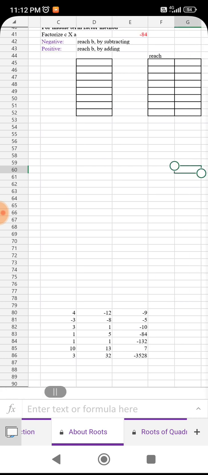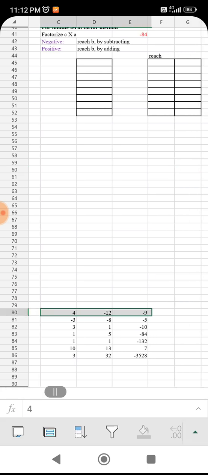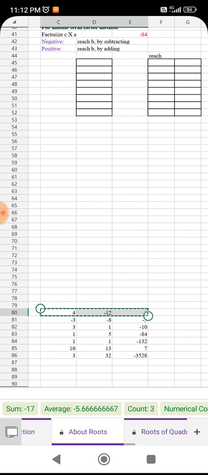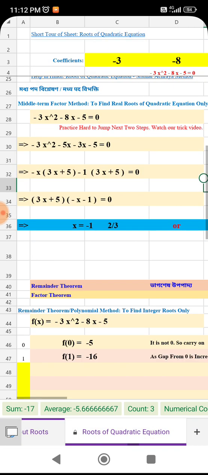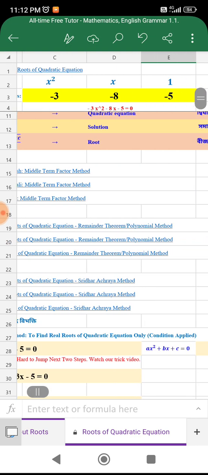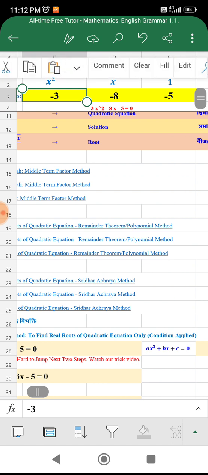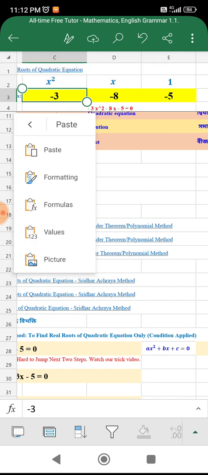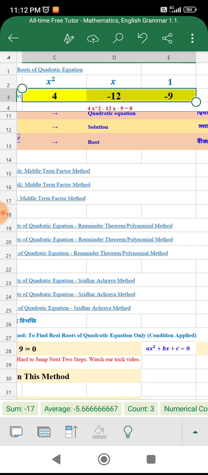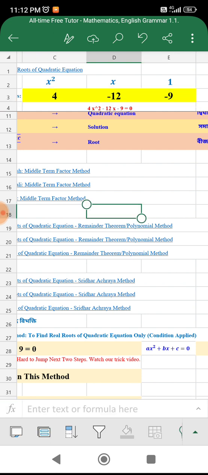Okay, suppose this number. I want to take these 3 values for a, b, c. I am taking this and then pasting the values. Okay, those values are changed. Now we have to find the middle term factors of these terms.